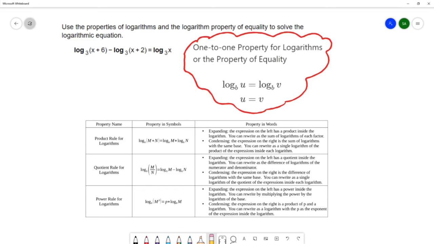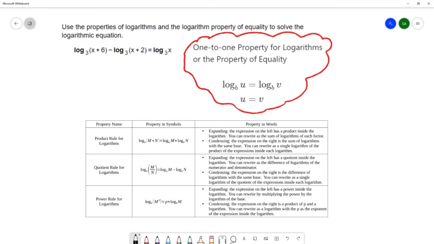So we need to resolve having multiple logs on the left-hand side here. That's where these properties that I have down on the bottom come into play. These are log properties that we can use for either expanding or condensing. In this case, we want to condense multiple logs into a single log. You'll notice I have subtraction in between the logs, so I'm going to go down to the property that has subtraction. When we have subtraction of two logs, we can condense them to a single log using division inside of the log. That's called the quotient rule for logarithms.